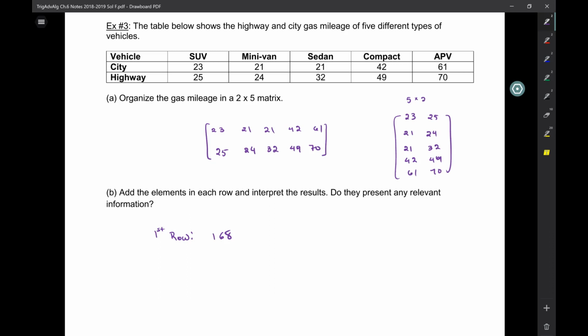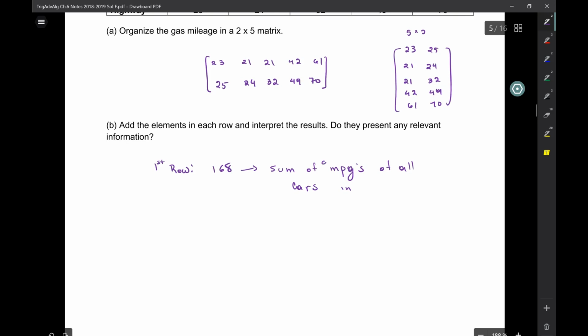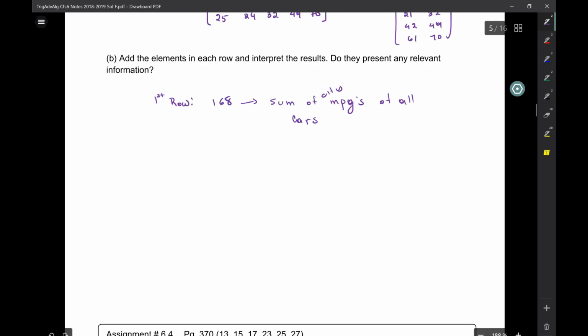Because later, when we do our other stuff, you're going to see that you're adding other values like cost, number of items sold, and so on. And you want to be able to see if what you're doing makes sense. So 168. The more important part of this is that this is the sum of MPGs of all the cars in the city, and it's not relevant.